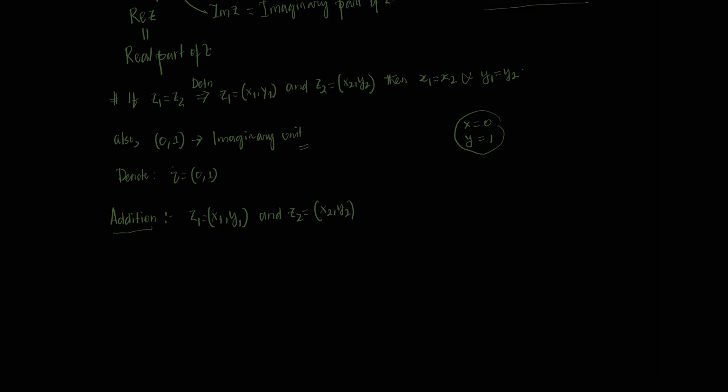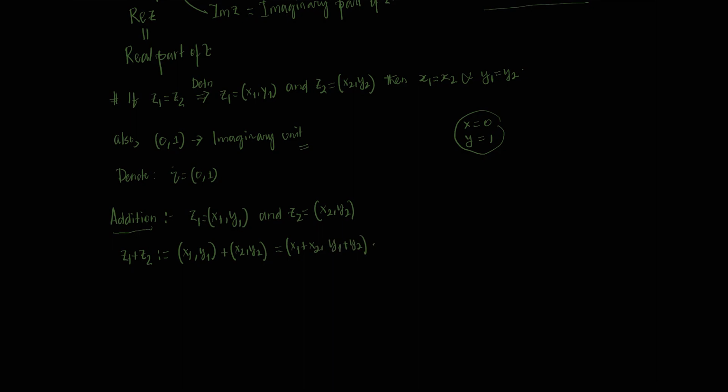And then what we do is this. We are going to define addition. So Z1 plus Z2, this is the definition. We are going to take the real parts of Z1 and Z2, and the imaginary parts of Z1 and Z2, and add them together. So essentially x1 y1 plus x2 y2 is defined as x1 plus x2, and y1 plus y2. That's our definition, and very simple.